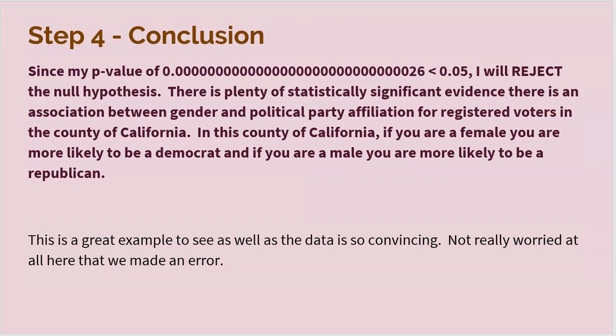You don't have to necessarily give that last sentence that I gave, but I'm just trying to show that, wow, there are some big differences in this table, which is alluding me to say that there is an association. So this is an example that's great to see because it's so convincing, right? We're not worried at all that we made an error here because the p-value is so low. We're very confident that we didn't make any kind of type 1 or type 2 error and that we do make the right decision in rejecting the null.